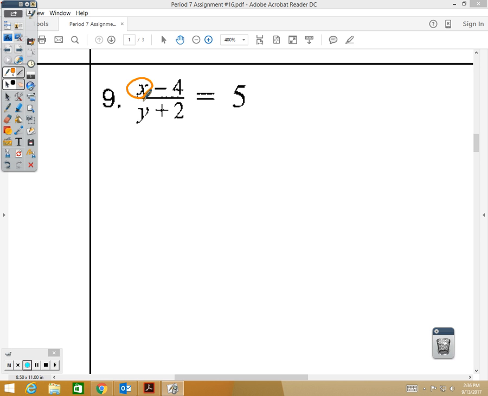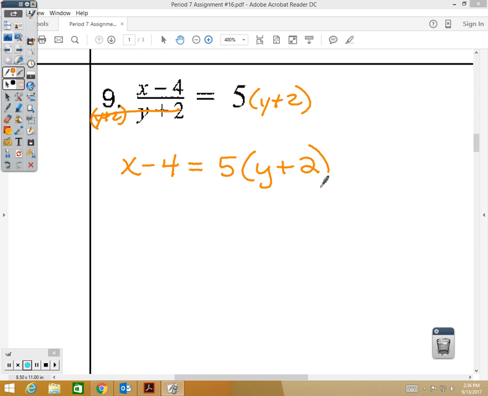We want that by itself, so everything else we have to move or get rid of. So the first thing that I'm going to get rid of is dividing by y plus 2. So the opposite of dividing is multiplying. So that means if I multiply both sides by y plus 2, then that's gone. So I have x minus 4 equals 5 times y plus 2. Very good. The next thing that you should do is go ahead and distribute your 5. 5 times y, 5 times 2. So that's going to give me x minus 4 equals 5y plus 10.